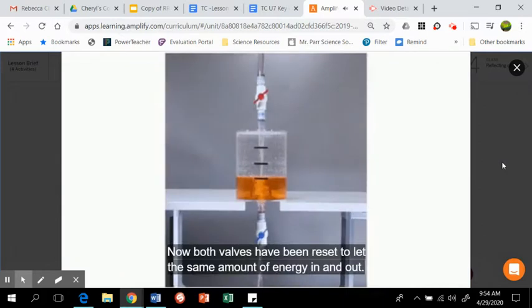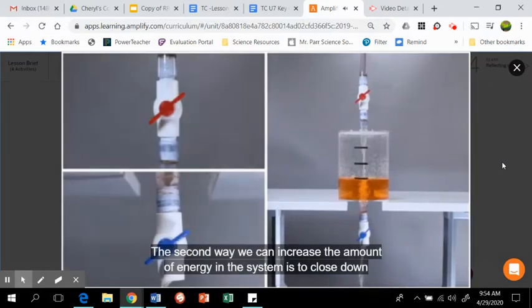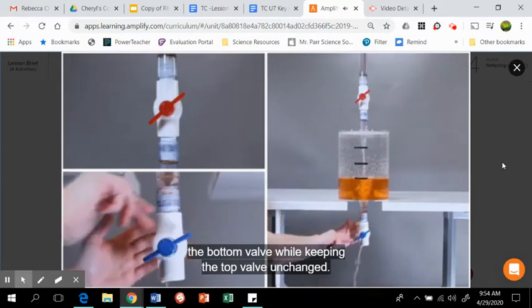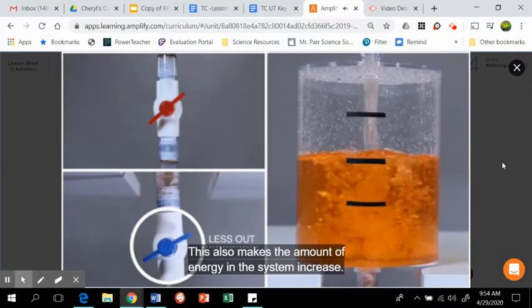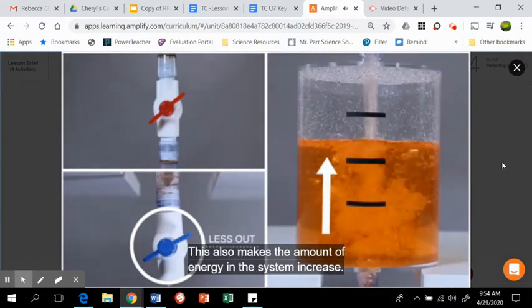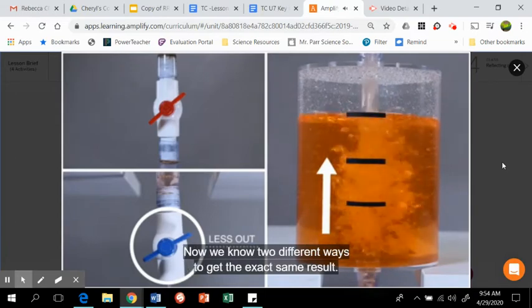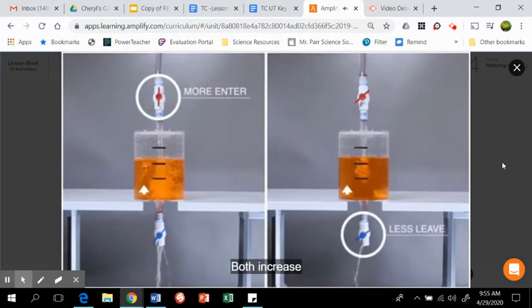Both valves have been reset to let the same amount of energy in and out. The second way we can increase the amount of energy in the system is to close down the bottom valve while keeping the top valve unchanged. By closing down the bottom valve, less energy can leave the system. This also makes the amount of energy in the system increase. Now we know two different ways to get the exact same result. Having more enter or having less leave both increase the amount of energy in the system.